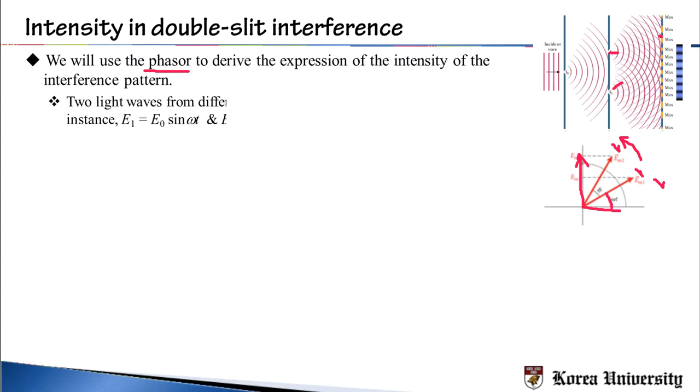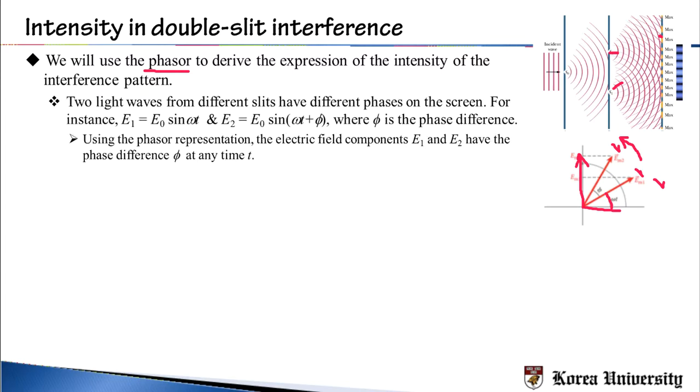Because they have traveled different paths. So now we can write the first wave as E0 multiplied by sine omega t. E0 will be the amplitude of the original light, which is actually an electric field. And the second wave will be E0 multiplied by sine omega t plus phi. So they rotate at the same angular speed, angular velocity, or angular frequency.